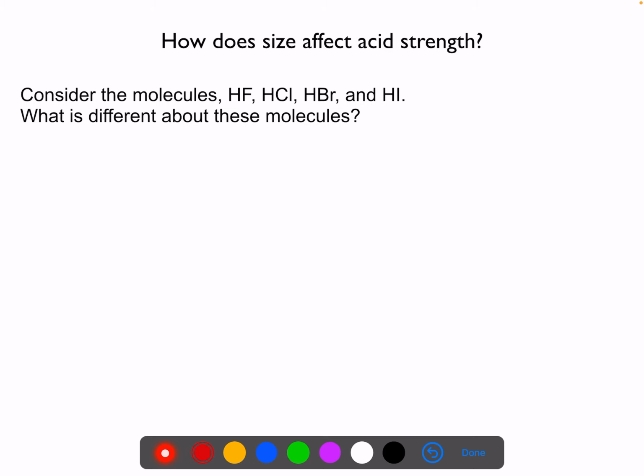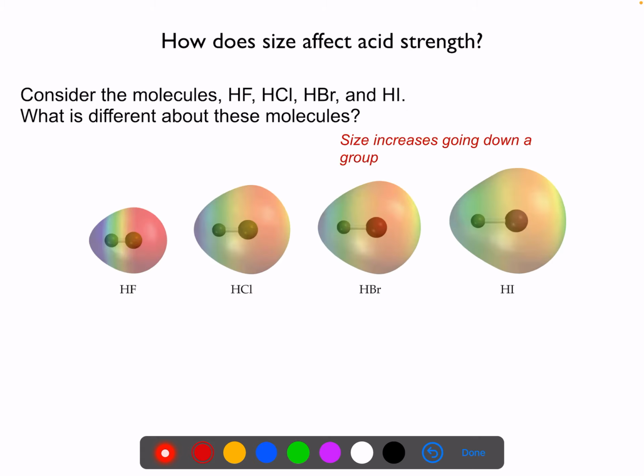We can also go down a group. So we went across left to right on the periodic table. Now let's go down the group and look at HF, HCl, HBr, HI. Now our halogens are going lower on the periodic table, and we can start to see which of these is the most acidic. Before we get to that, we can ask ourselves, what's different about these molecules? One of the things I hope you recall from chapter 3 is that what's different is the size. As we go down a group, the size of these halogens gets bigger.